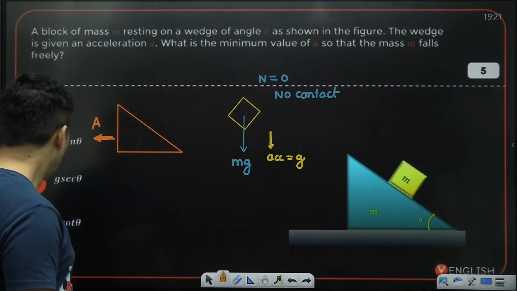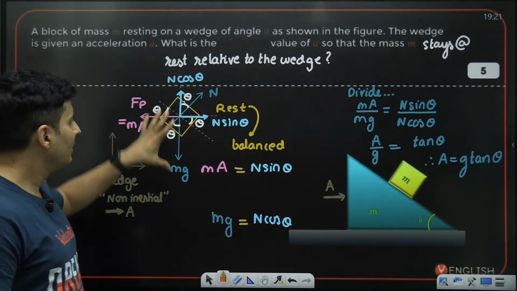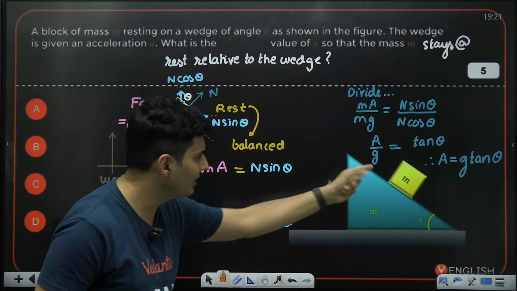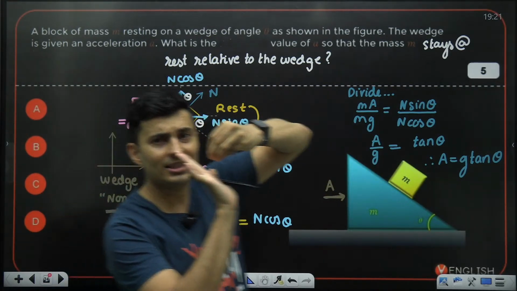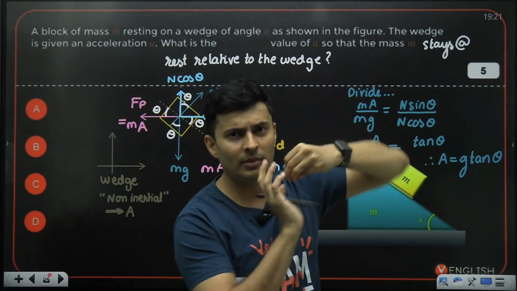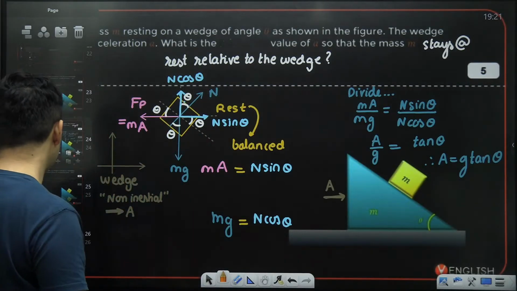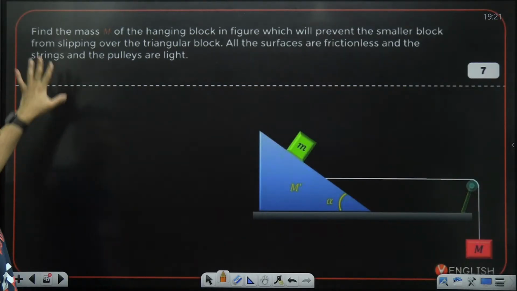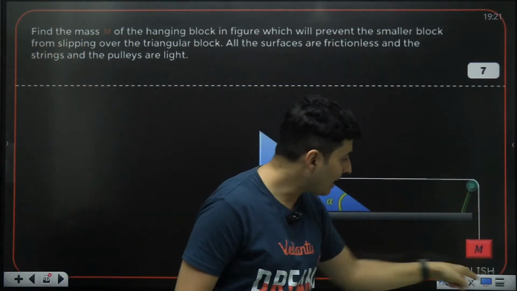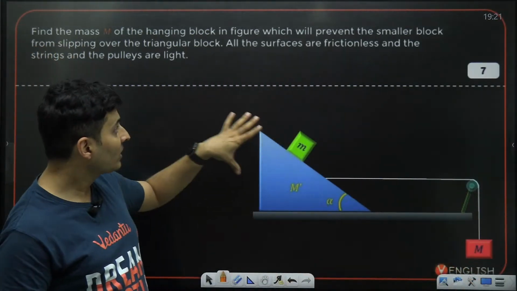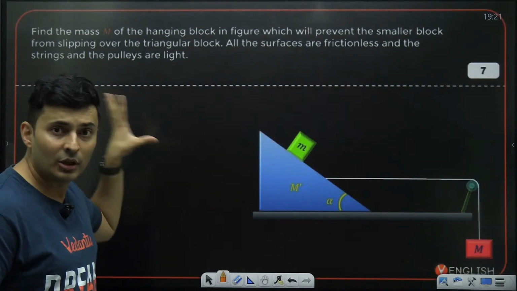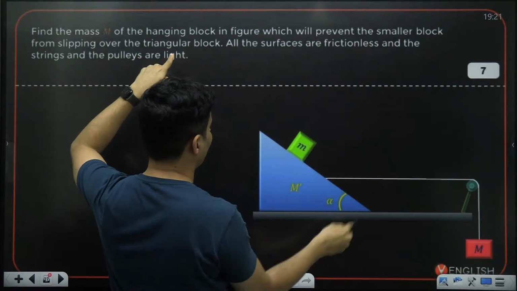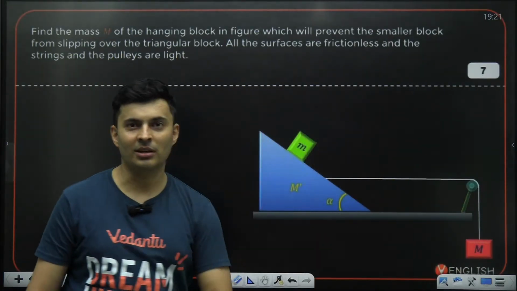But for now, let's say we have solved this question where you found out how much you are accelerating the wedge so that this block stays there as it is, but both of them are moving together. There is a question which comes based on that, and it looks something like this. Find the mass capital M so that this system moves together and it prevents the smaller block from slipping over the triangular block. What a question, guys.